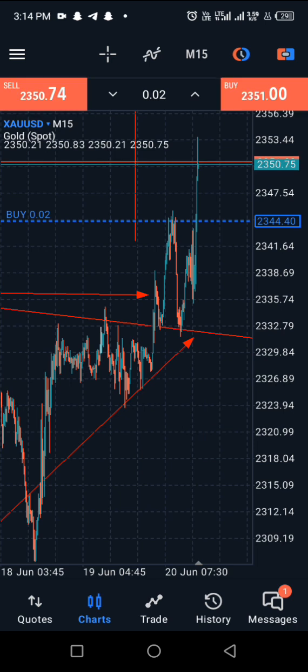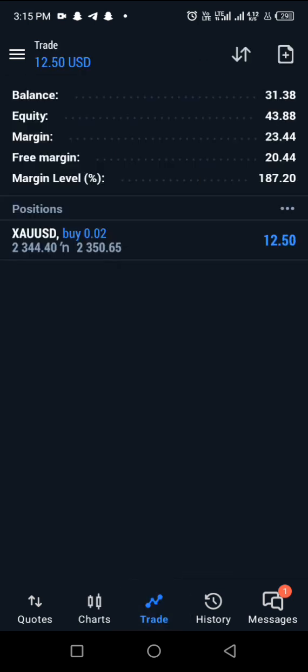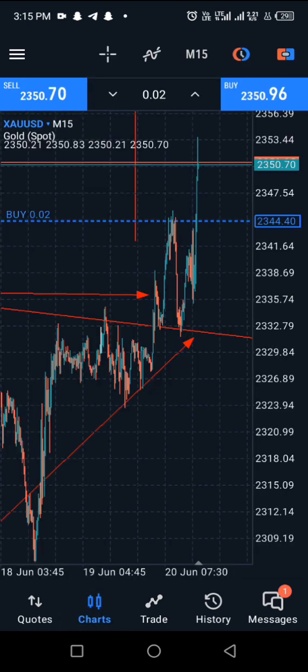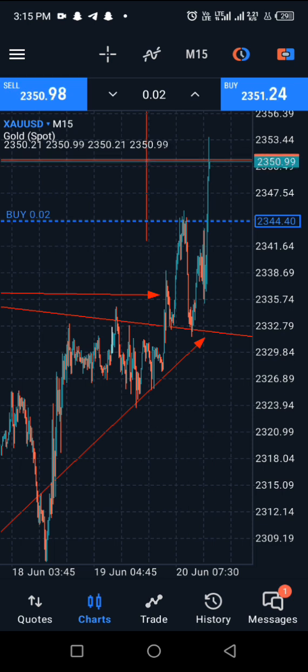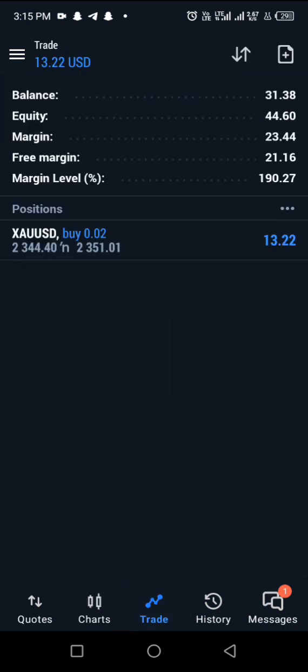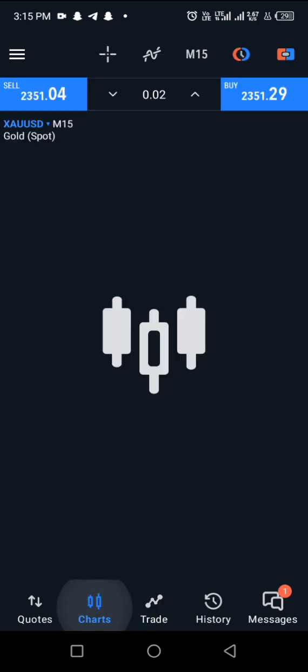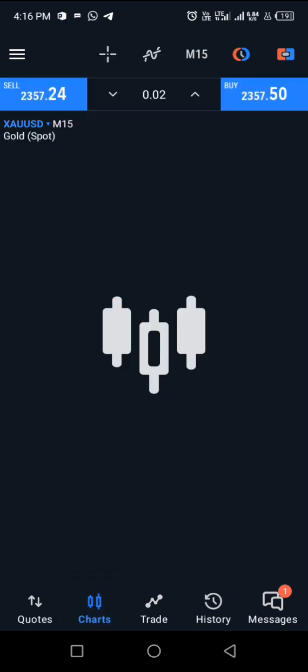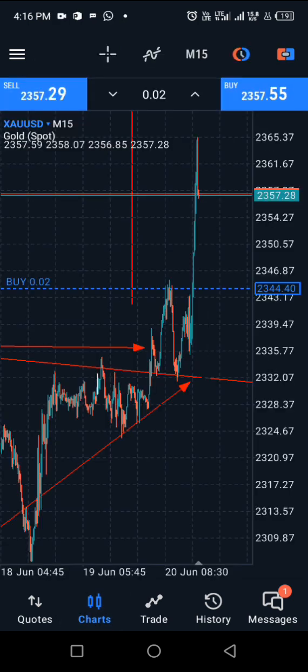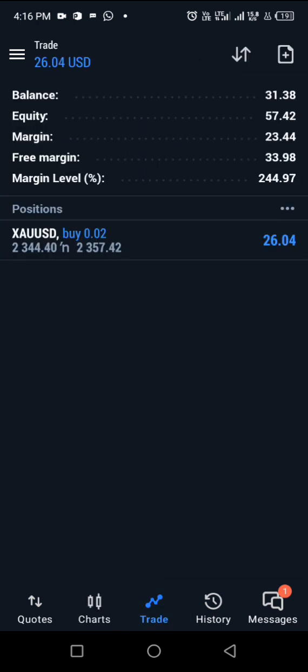Here you see that the price has gone up, and I have been able to make some amount of money. I think here I've made around $11. So this is $12 already in profit. The price is still going up, and this is $13 that I've made, and still the price is going up, and boom, I think here I've made close to $26.